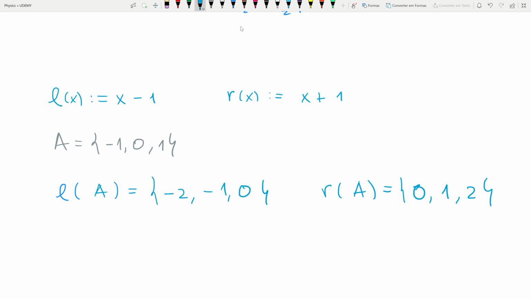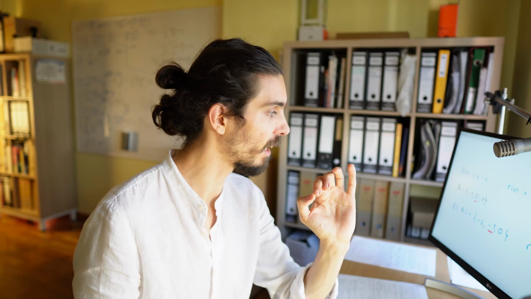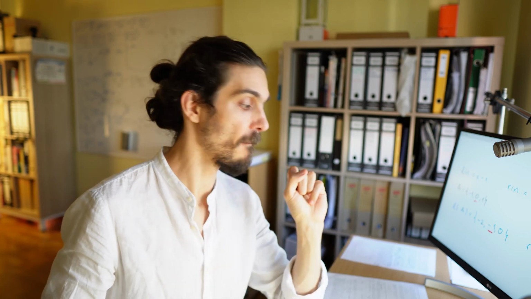But note, where is the middle point? The middle point here is 0. Here it is -1, so it shifted to the left. Here it is +1, so it shifted to the right. But the neighbors of -1 are 0 and -2, so they are 1 unit apart. So it did not stretch, nor did it compress the set. L and R make horizontal shifts, but they preserve how wide the sets are. Okay? So let's now move to a more sophisticated example.